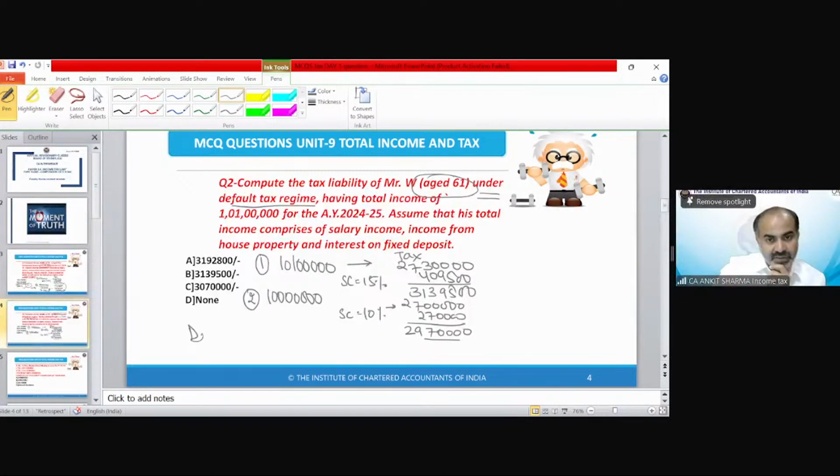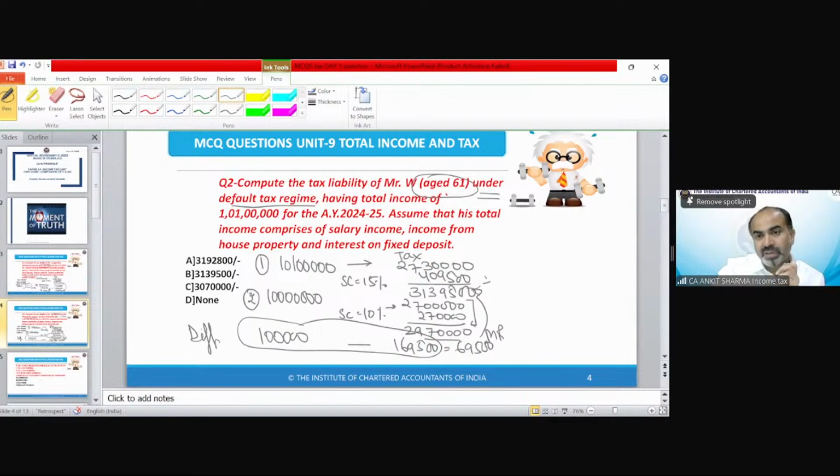Now the difference needs to be found out. The difference is only 1 lakh rupees in income, but in the tax, the difference is high. That is 1,69,500. Because the difference of tax is higher than the difference of income, 69,500 would be MR. This needs to be deducted from this value and 4% cess would be applicable. So after that, the correct answer would be 3192800. I hope it's clear.